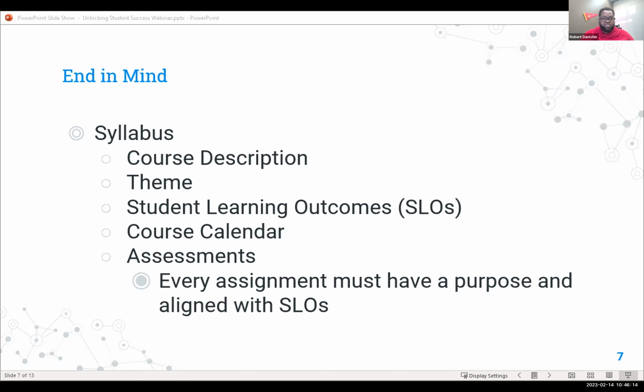Here at UDC, when I came aboard as an adjunct in 2017, I was told we do a lot of theme-based teaching. When I say theme-based, it's like, is there some type of phrase that we can make a connection to, that reflects what we're doing throughout the semester?